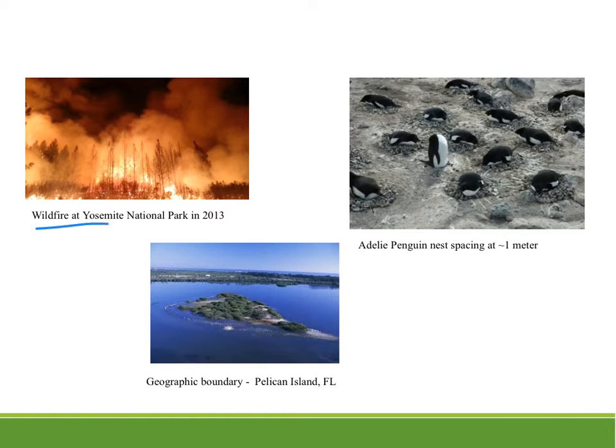And then again, we mentioned natural disasters, such as this wildfire at Yosemite in 2013 would have decreased the populations that were there, at least temporarily, and it would have to experience some secondary ecological succession. Here's an example of a geographic boundary, Pelican Island in Florida, where animals have to be able to either swim to get on or off that island, or they're just stuck there. And then when it comes to individual organisms' distribution patterns, here we have the nest spacing. The Adelie penguin needs about a 1 meter square place for their nest, and so there would only be so many penguins that would be happy nesting in any particular area. So these are all abiotic factors that will have an impact on the population size.